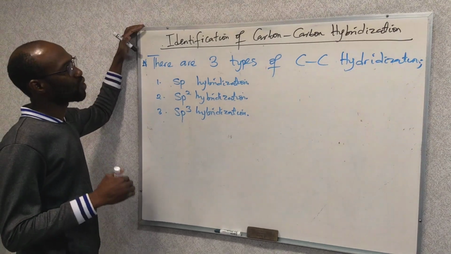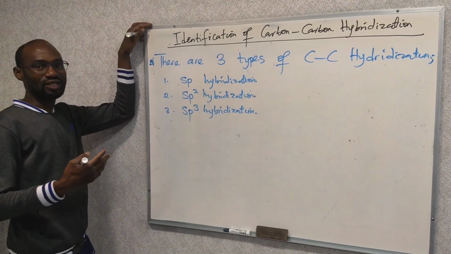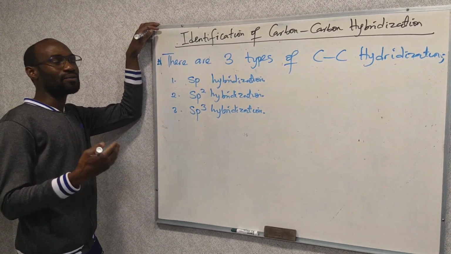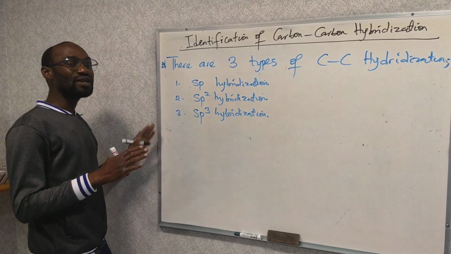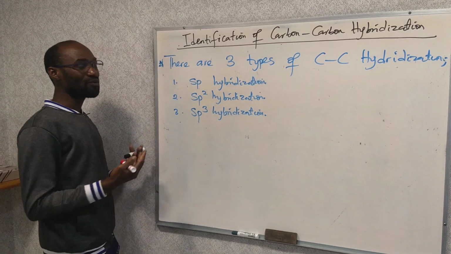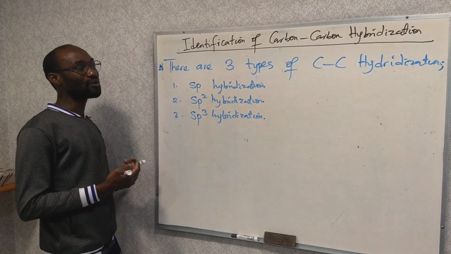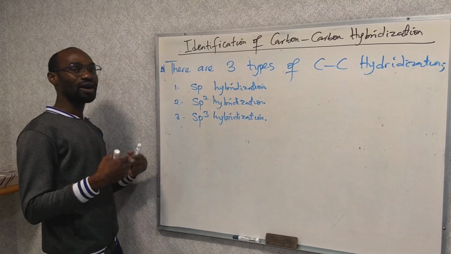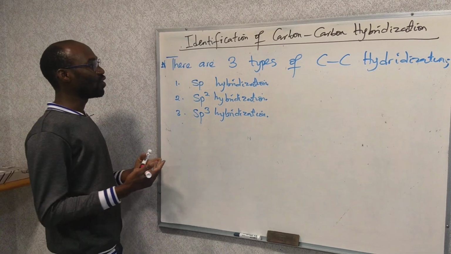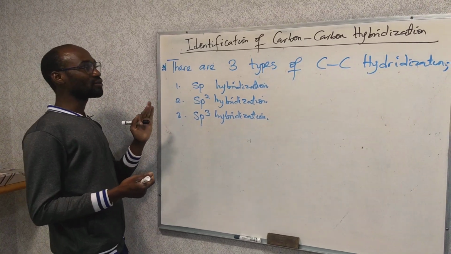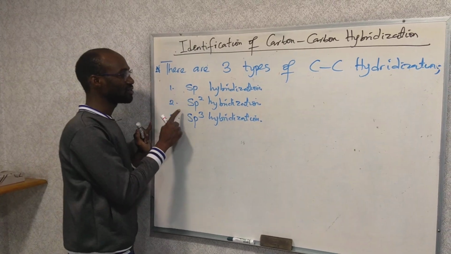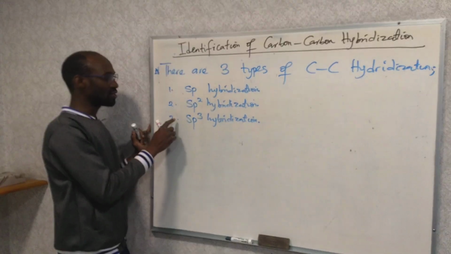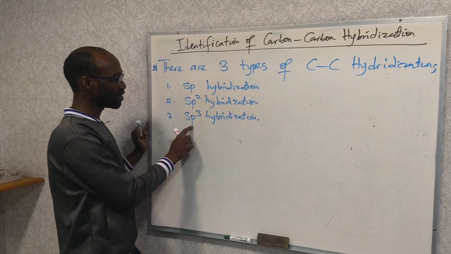About how to identify the type of hybridization in a carbon-carbon bond. Remember, there are many ways to identify the type of hybridization in carbon-carbon bonds, but I'm going to teach you a very simple technique now. Basically, there are three types of carbon hybridization: sp hybridization, sp2 hybridization, and sp3 hybridization.